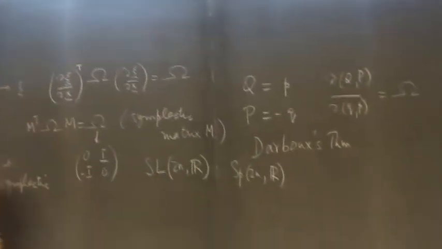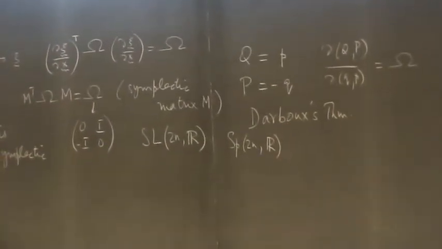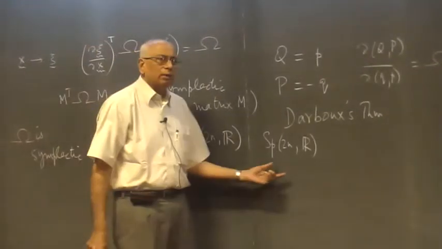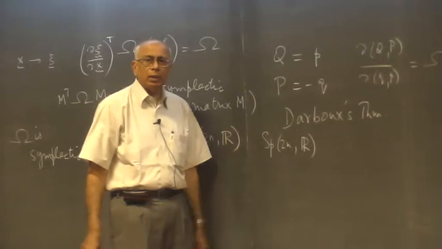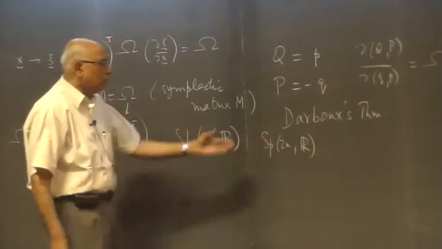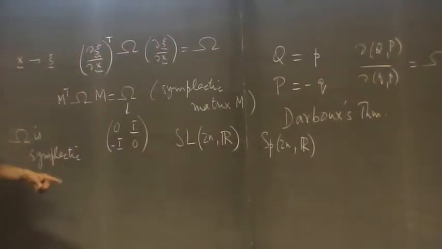So in a sense, the study of canonical transformations of an n degree of freedom Hamiltonian system is intimately linked to the study of the symplectic group, Sp(2n, R). But the question is, how many parameters does it have? And that's the cheap way of finding out how many parameters it has. And we'll do that in a minute.